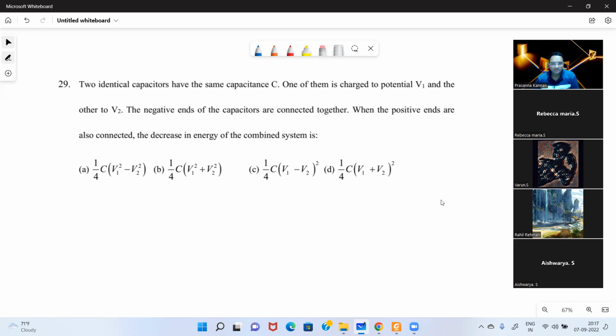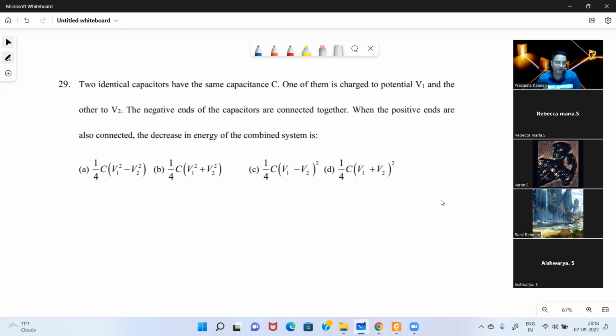Sir, there are two identical capacitances, so both will be C, and there are two different potential differences, V1 and V2. Earlier they were charged by separate batteries, with different voltage differences, and then the battery is disconnected. Still, what will be retained by the capacitors? Charge. Individually they'll have Q1 and Q2, right?